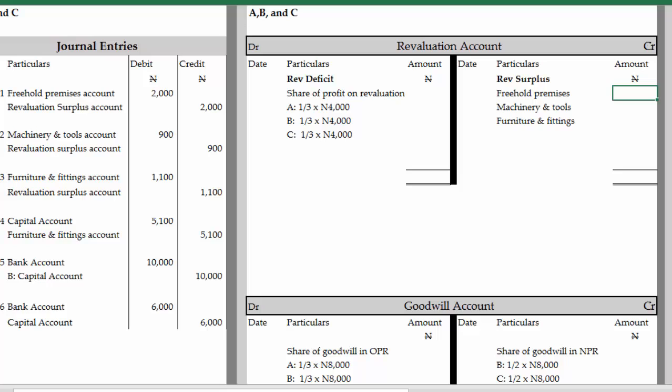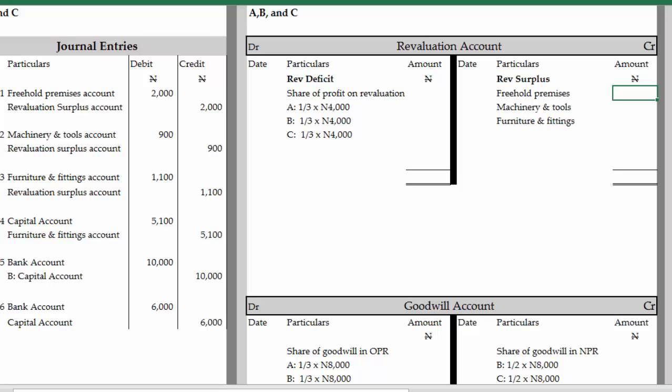Welcome back. Now let's look at the next requirement of this question, which asks us to prepare a revaluation account and a goodwill account. Okay, now let's prepare our revaluation account. So we have our revaluation account opened. Remember, on a credit is the surplus, while the debit represents the deficit.